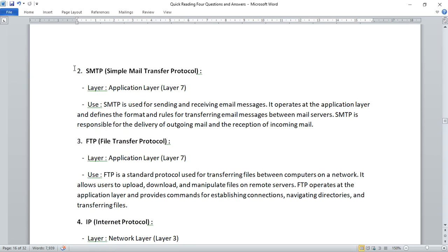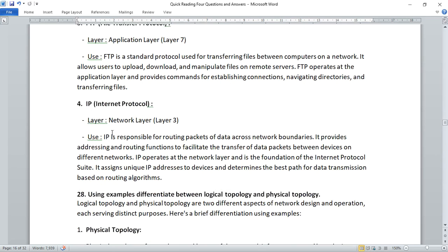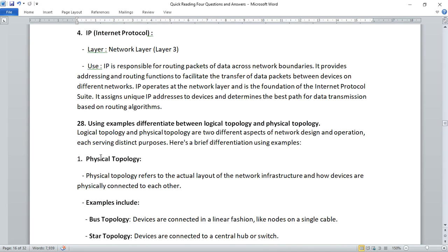Just try to see how I'm explaining. You don't need to write so much. Just try to understand what the protocol does. Then you have the Internet Protocol. This one is responsible for routing packets of data across network boundaries. Don't write so much. Just try to understand exactly what the protocol does.